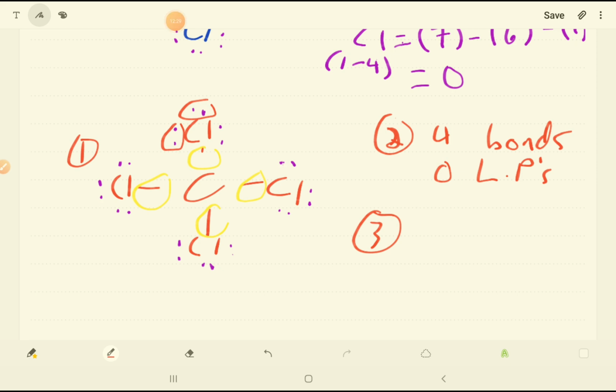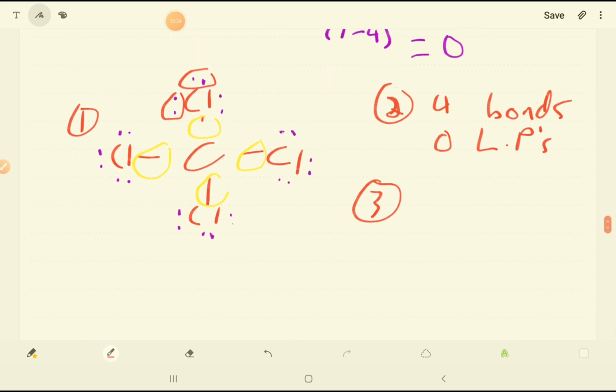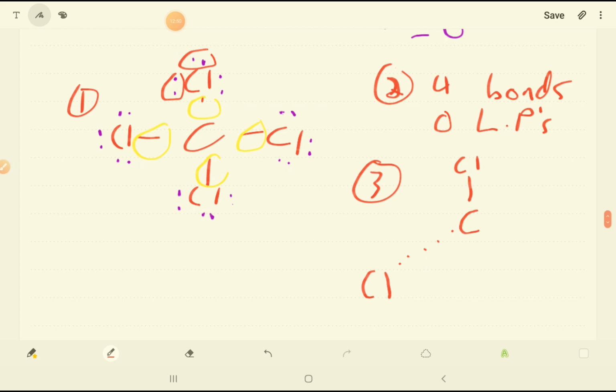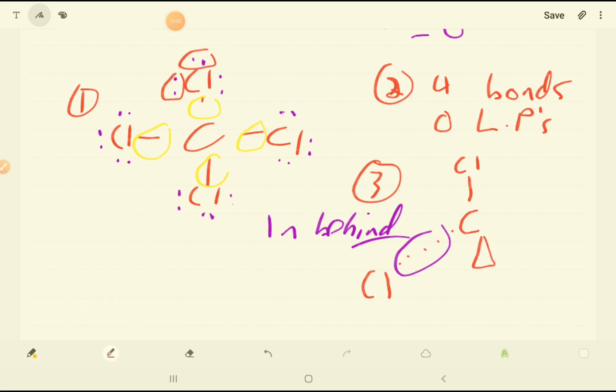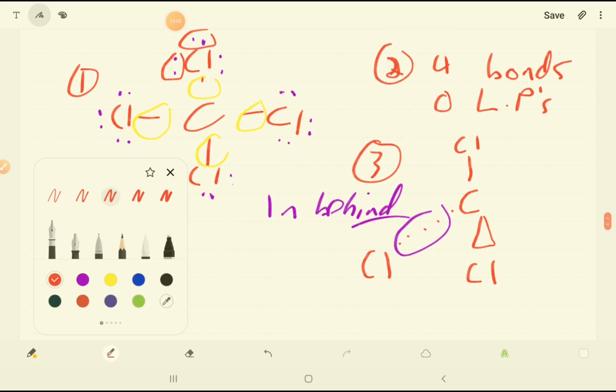All right, so by now you would have seen that 4 bonds and 0 lone pairs leads to what we call a tetrahedral shape. And that would be the A, or the center atom, in the middle looking like this. And everything else is bonded around the carbon in a very specific fashion. The dotted line over here just indicates that it's in behind, because these are 3D shapes, right? So this is in behind. The triangle here indicates that it is forward.